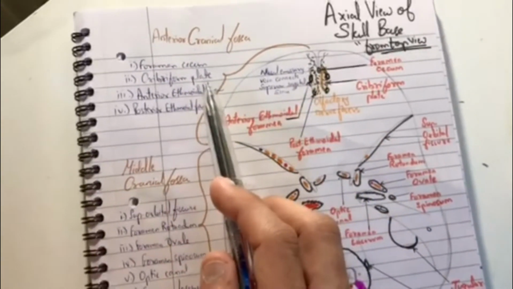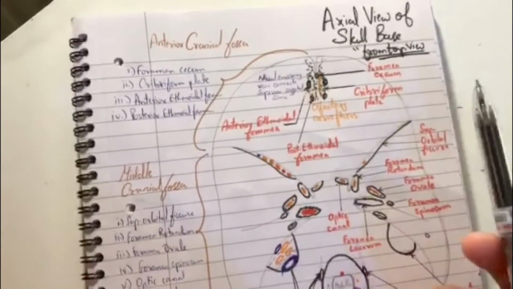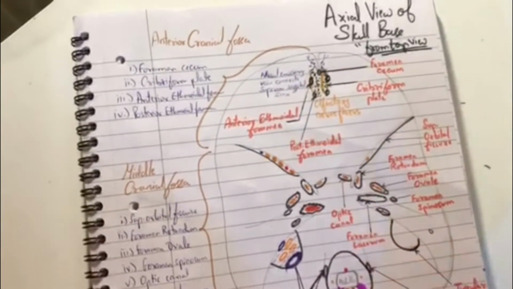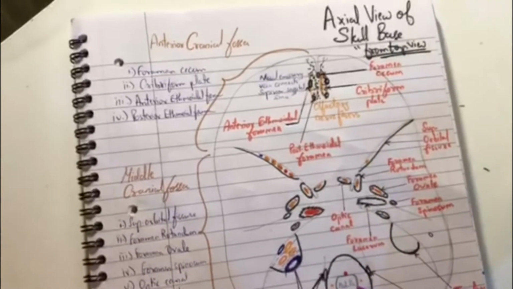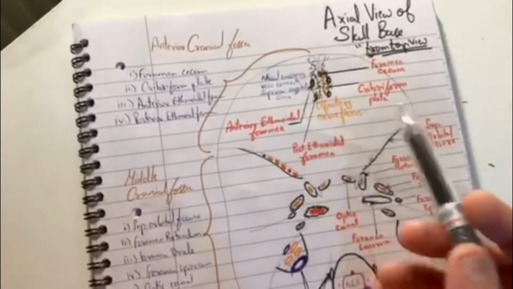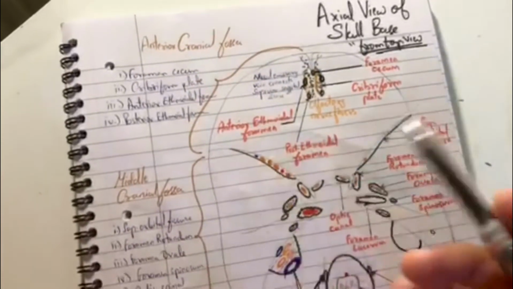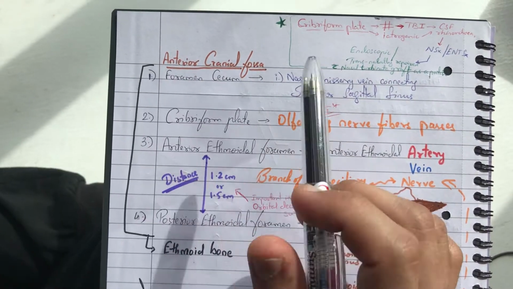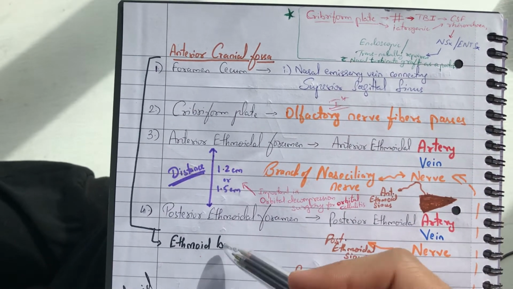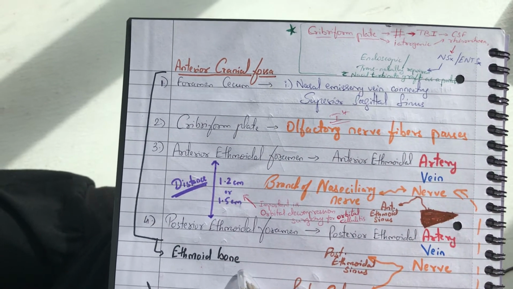The cribriform plate, you may ignore as a foramen because it is several perforations through which the olfactory nerve passes. You should not consider it a foramen, but just to keep it in the list, I included it. As I mentioned, we are going to discuss the four foramens which are basically present in the ethmoid bone.